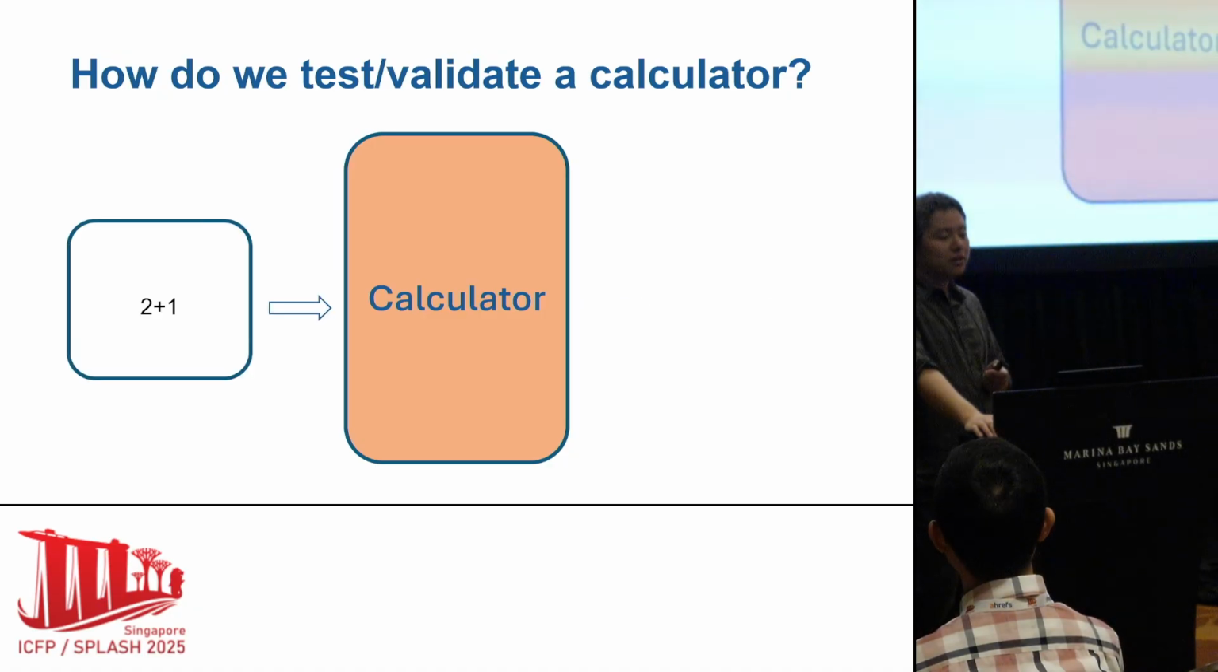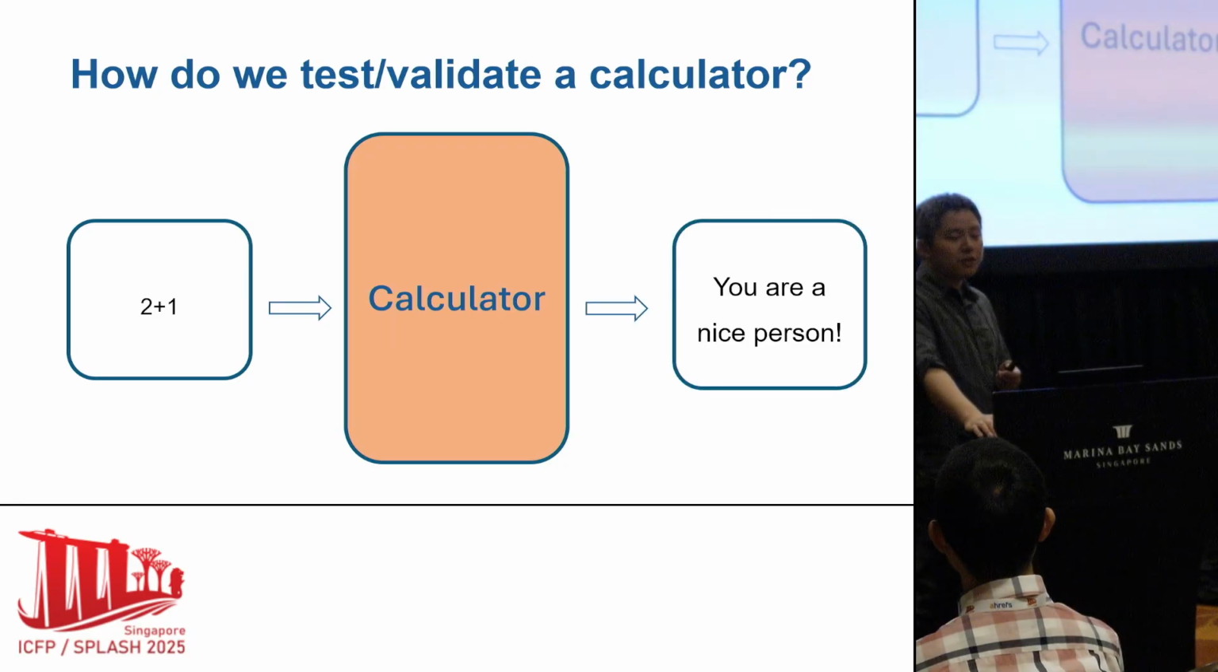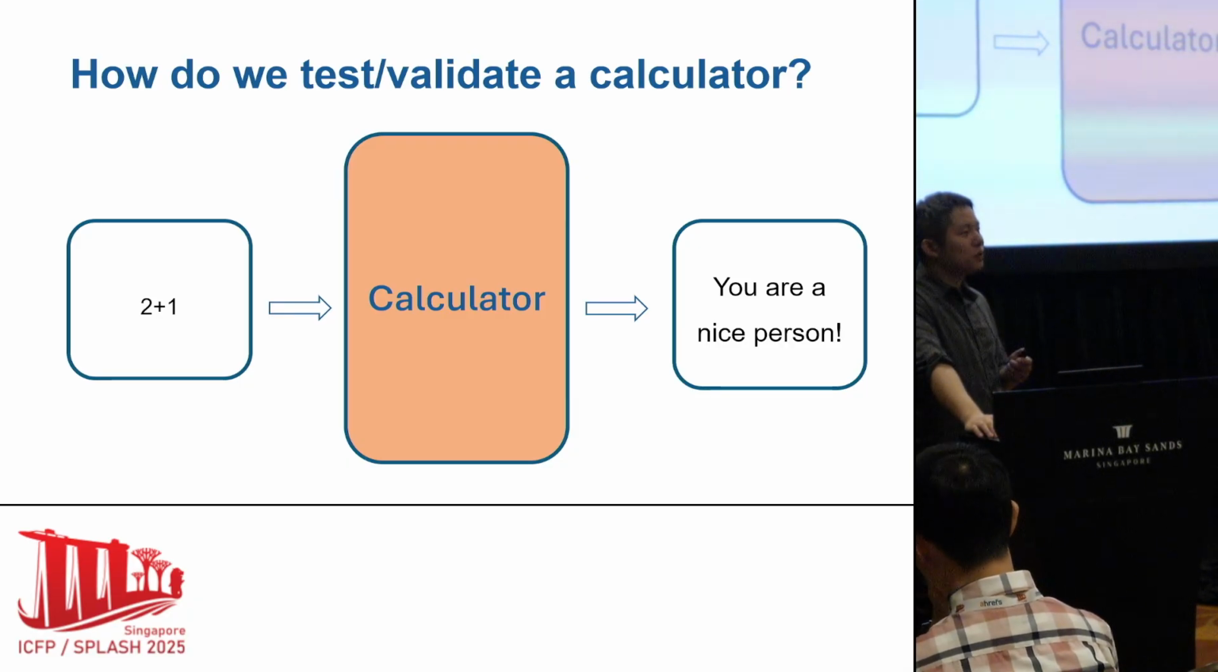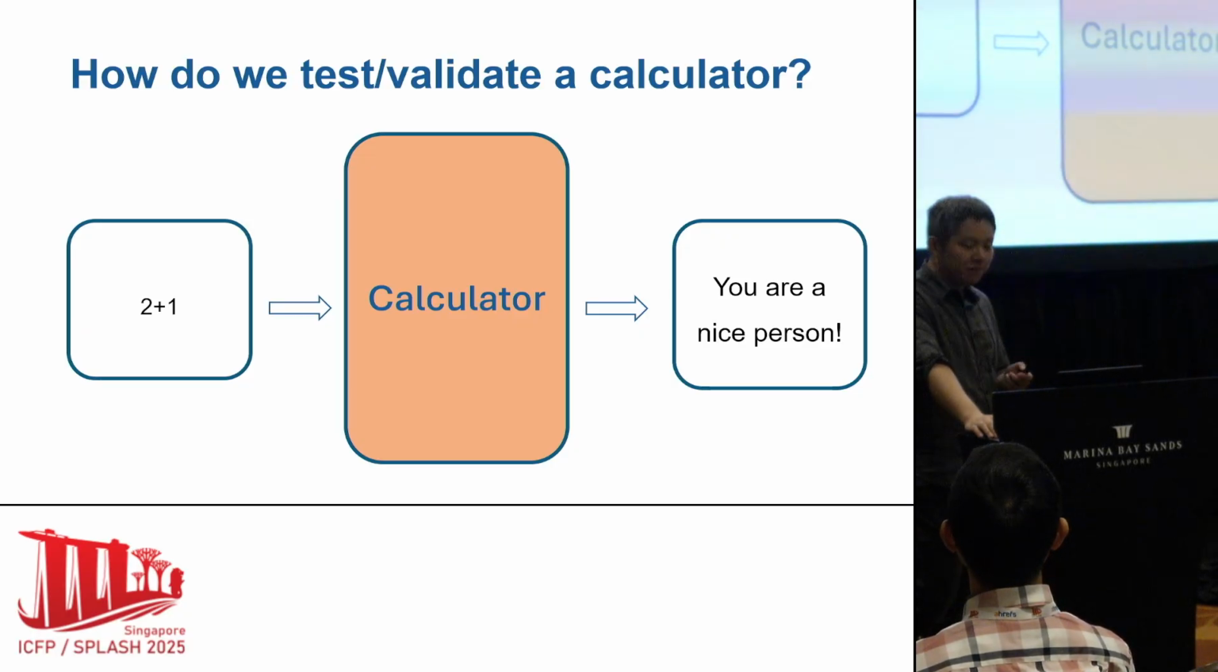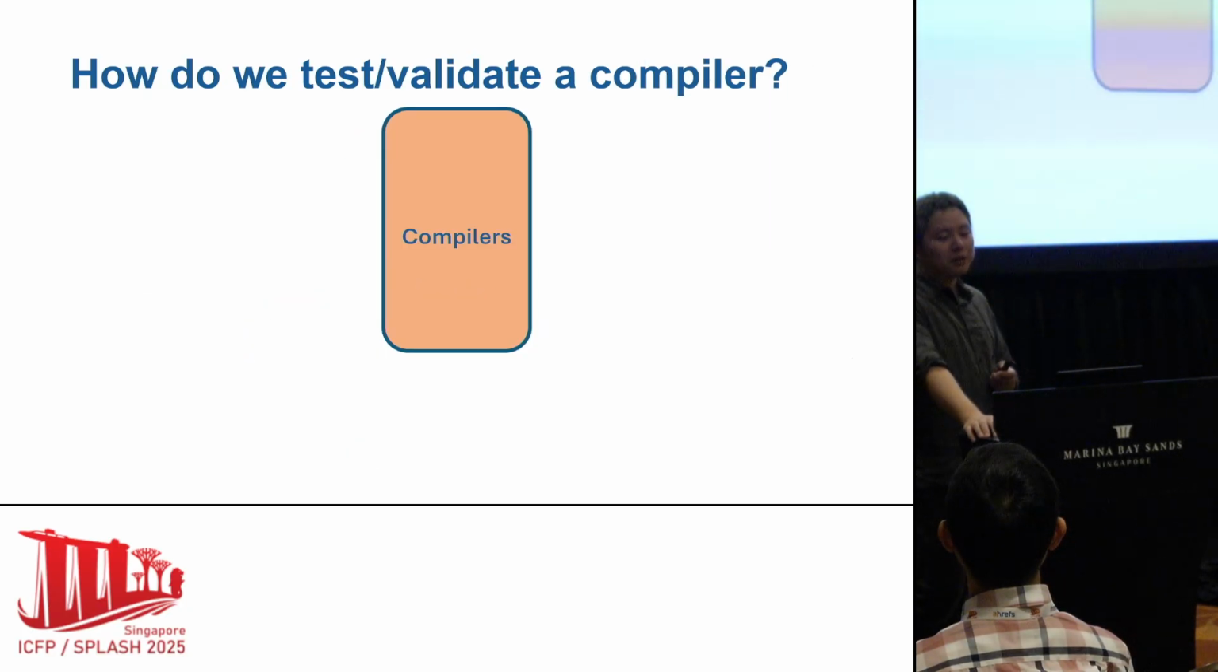On the other hand, if you give the input as 2 plus 1, and your software produces, well, "you're a nice person," right? This is the typical response that people would like to receive, but it's not anything we would expect from a calculator. Okay, so now let's pay our attention to compilers as well. How do we validate and test a compiler?